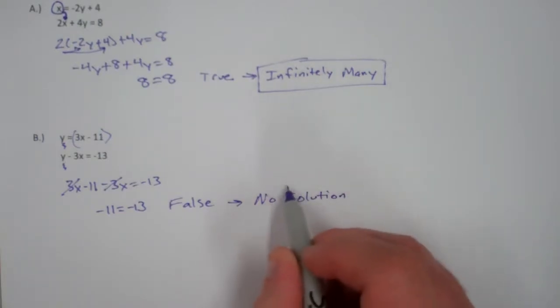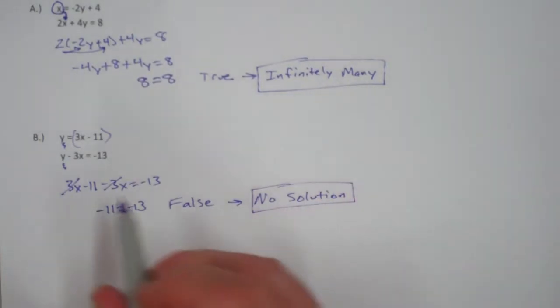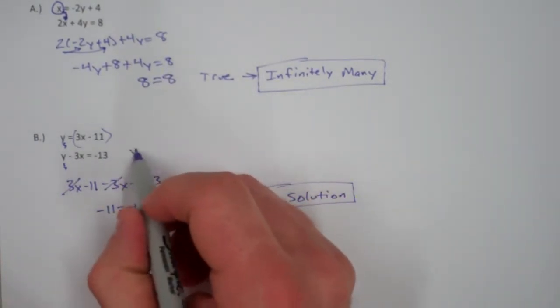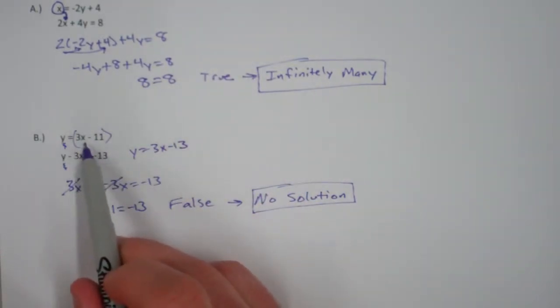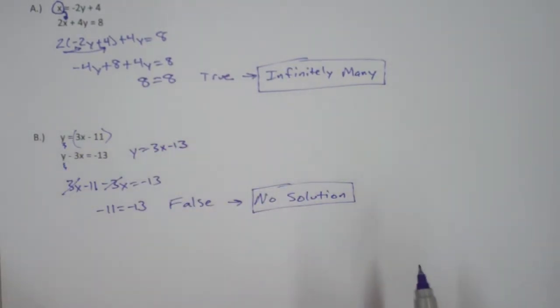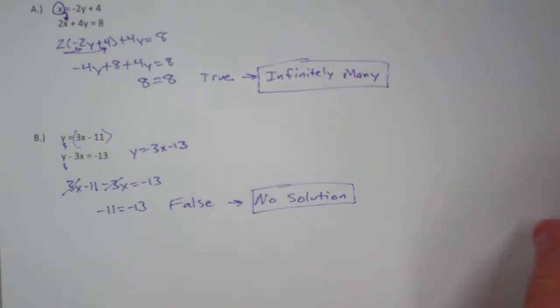Graphically, if you graph these two lines, they would have the same slope but different y-intercepts. You can imagine just adding 3x here. You get y is equal to 3x minus 13. You can see they have the same slope, but their y-intercepts are different. And that means that they're parallel. And then if one point works for one, it won't work for the other one. There's no point of intersection at all between those two.